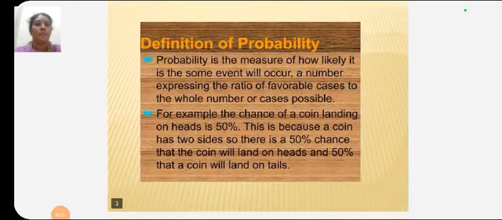Next, definition of probability. Probability is the measure of how likely it is some event will occur, or a number expressing the ratio of favorable cases to the whole number of cases possible. For example, the chance of a coin landing on heads is 50%. This is because a coin has two sides, so there is a 50% chance that the coin will land on heads and 50% that the coin will land on tails.